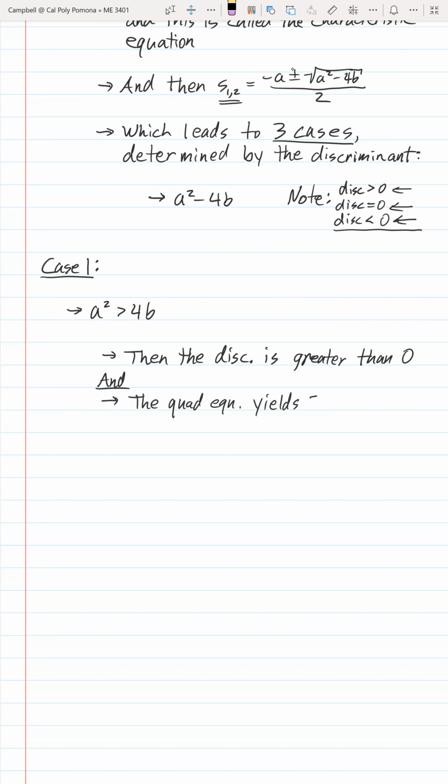yields what we call two distinct roots, because they will have different values. We can't take a positive real value and add it to a particular value, and then take that positive real value and subtract it from that same value, and end up with the same value. It just doesn't happen. It would have to be 0 to get those repeated roots, as we've already discussed. So we get what are called distinct real roots.